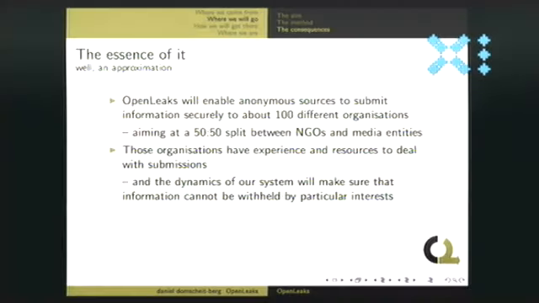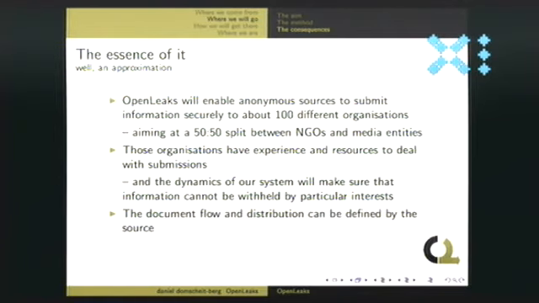So these organizations have experience and resources to deal with documents. Again, that is very important because otherwise you will never get the proper context and you will never be able to carry these documents into the hearts of society. And the dynamics of our system will make sure that the information cannot be withheld by particular interests. This again is due to the flow of information in our system. It will always see the light.